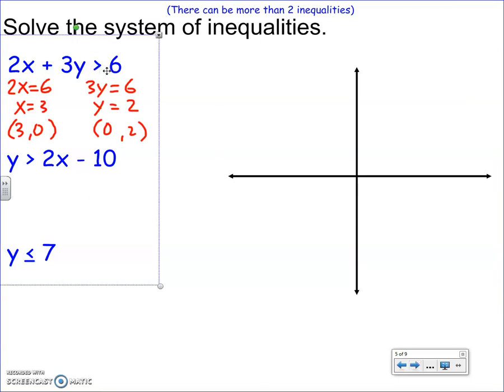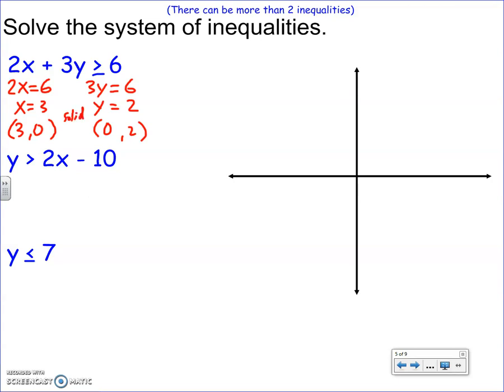or if it's the test point, it goes, it's true or not. All right, so anyways, this is solid because there's an equal sign.